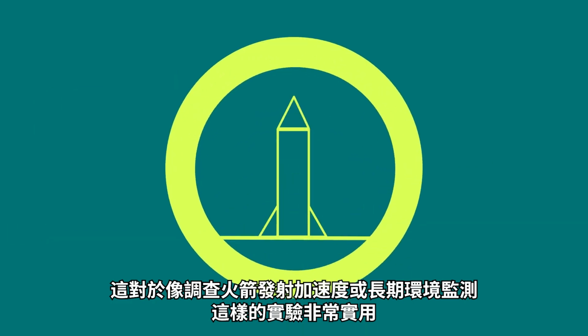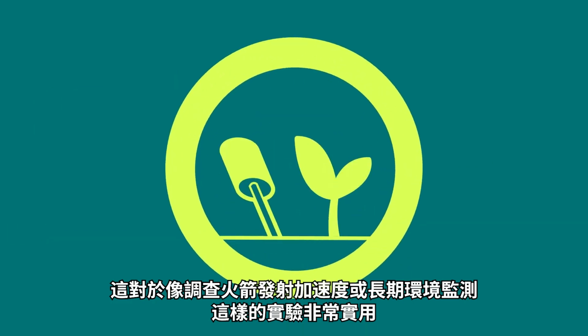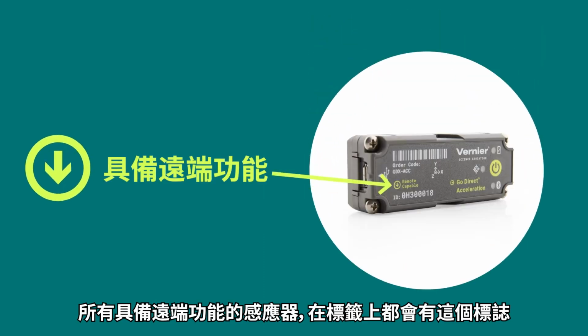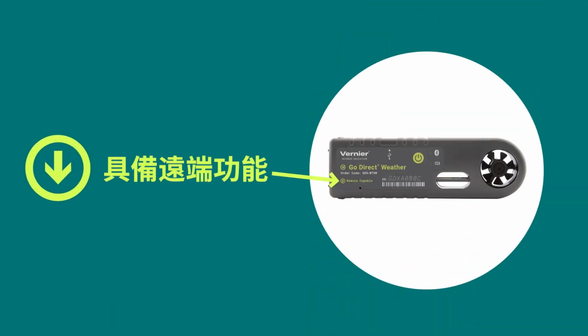This is great for experiments like investigating rocket launch acceleration or long-term environmental monitoring. You can then retrieve and analyze the data from your sensor in Vernier Graphical Analysis when ready. All remote-capable sensors will have this logo on the label.